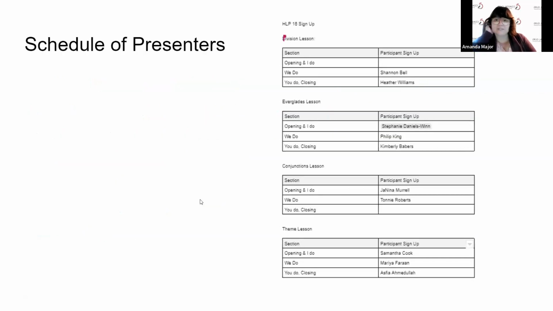This is our schedule for today. I am going to start us out with the opening and I do of the division lesson because our teacher who signed up was unable to make it today. And then we will have Shannon go and then Heather go. After that, we'll stop, we'll talk about it, and then we'll go into the Everglades lesson second.